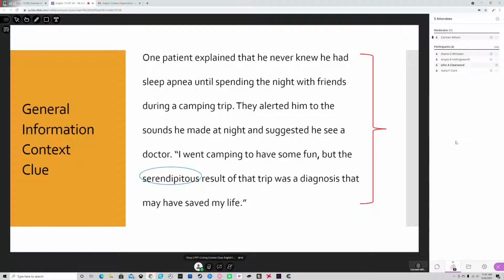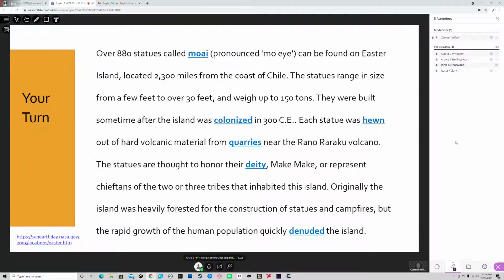And then there's something that you can use your background knowledge, things that you've seen in life, you have observed or read in some other instances, just your general information. I went camping to have fun, but the serendipitous results of the trip was a diagnosis that may have saved my life. Serendipitous is like the same thing as fortuitous, like, oh, really? Something just occurred that was beneficial. So if you didn't know what that was, then you can say, yeah, I've had some things in life. Oh, I can relate to that. That must be what it is. So we're not going to have time to go over Moai and colonize and hewn and quarries, deity.